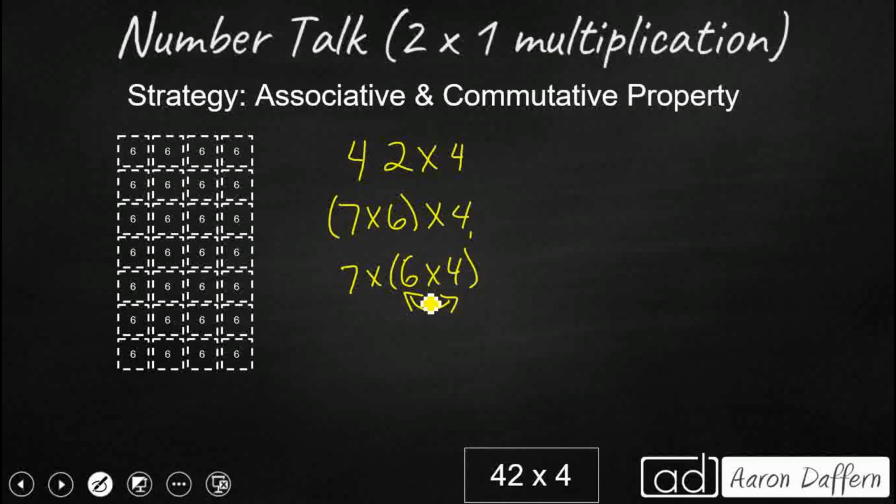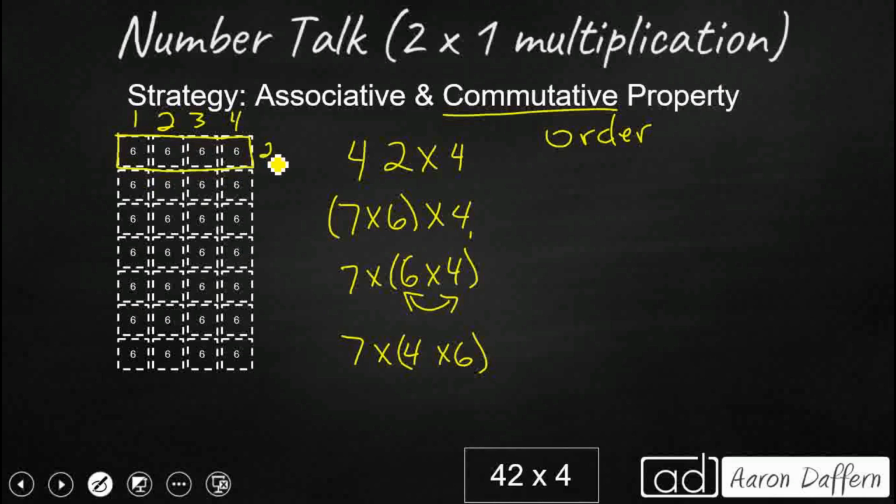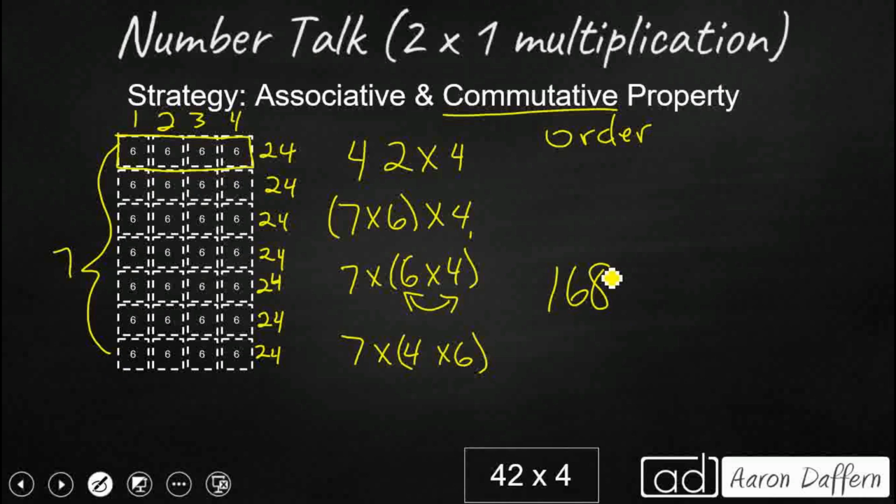So that is why we have the commutative property. That is the order property that lets me swap the order of factors in a multiplication problem. So really it's 7 groups of 4 times 6. So look at, I've got 4 groups of 6. So I've got 1, 2, 3. There's my 4 groups of 6 right there. So that's 24. And then I've got 7 of those groups of 24. And guess what happens if you take your 7 and you multiply it by 24? You are going to get the same number. You're going to get your 168.